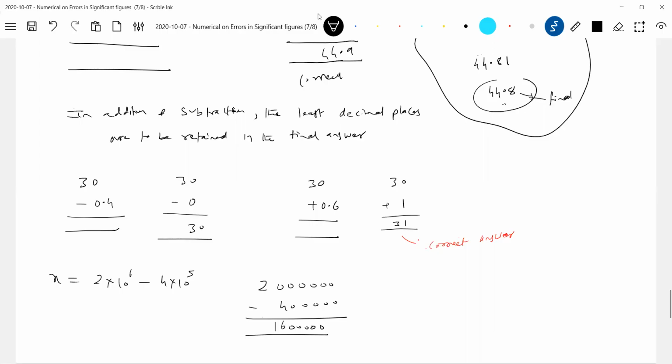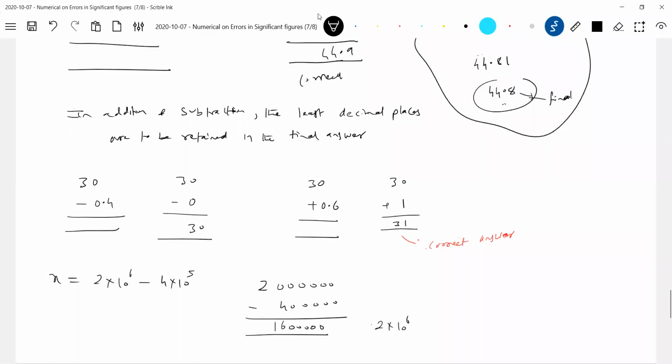Because what is the significant digit there? Only one significant digit is there. And what is the decimal place finally? There's no decimal place, no? So therefore, what should be our answer now? You should not keep it like this. You have to write the answer in this way.